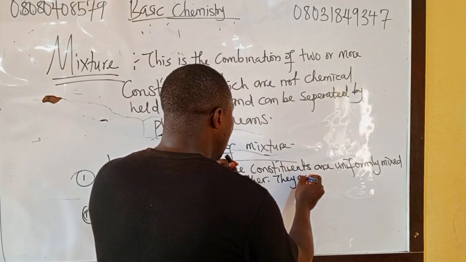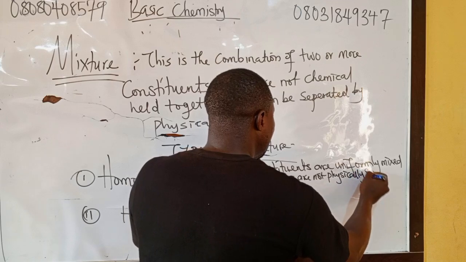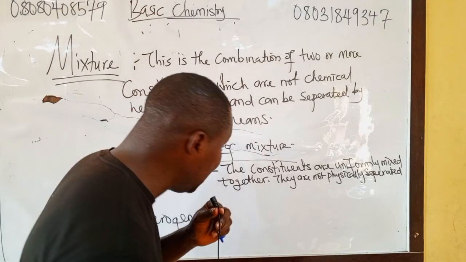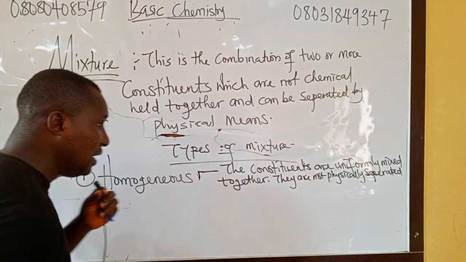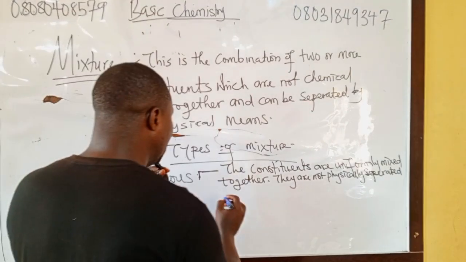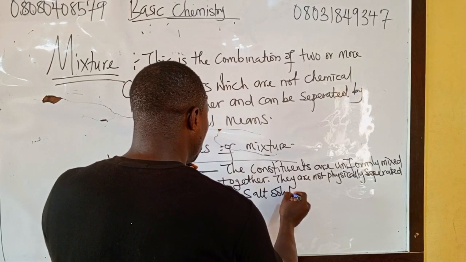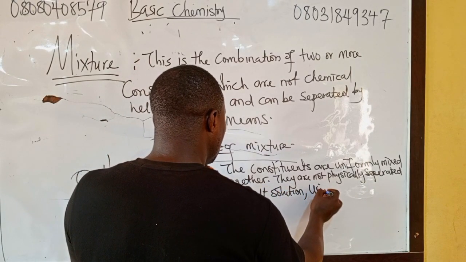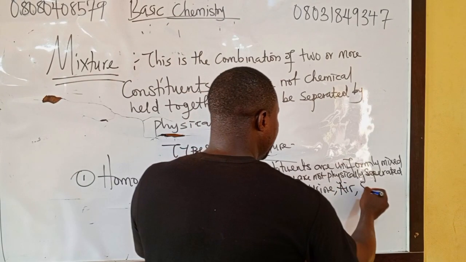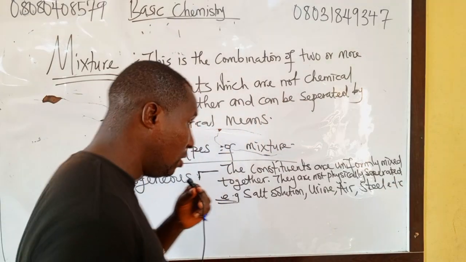Take note. The constituents are uniformly mixed together. They are not physically separated. Examples: salt solution, urine, air, steel, etc. They are examples of homogeneous mixture.